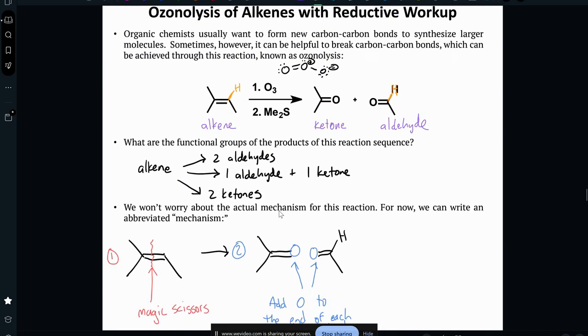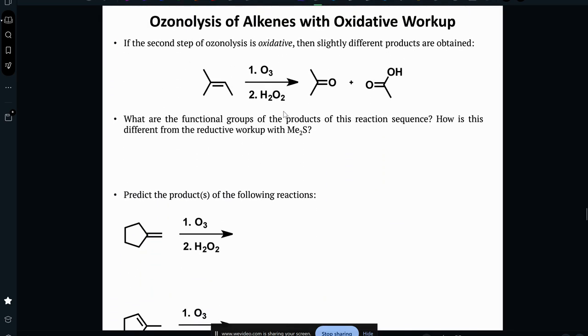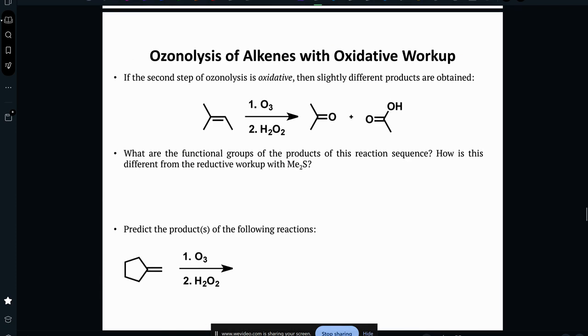Now, it turns out with ozonolysis, we can do two different kinds of second steps. One step would produce an aldehyde. That would be this one, where we use dimethyl sulfide as a second step. We could also follow up ozonolysis with hydrogen peroxide, which is further oxidizing. And when we do that, it gives us a little different result.